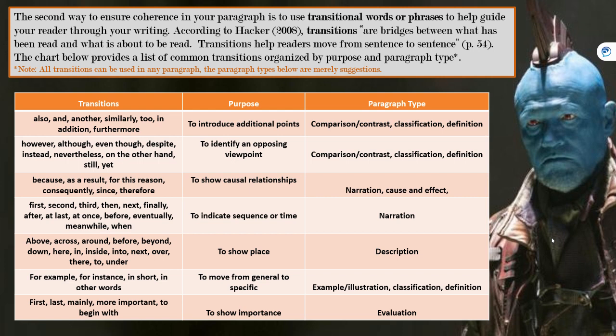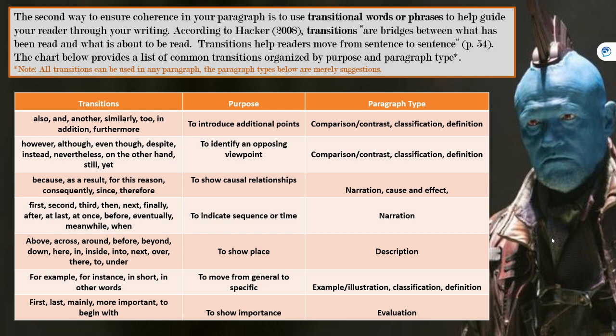Transitions are bridges between what has been read and what is about to be read. They link ideas together and help readers move from one sentence to another. This chart below provides a list of common transitions organized by purpose and paragraph type. You can use any transition in any paragraph, but these are suggested transitions that work best in these different paragraph types. So we have transitions whose purpose is to introduce additional points.